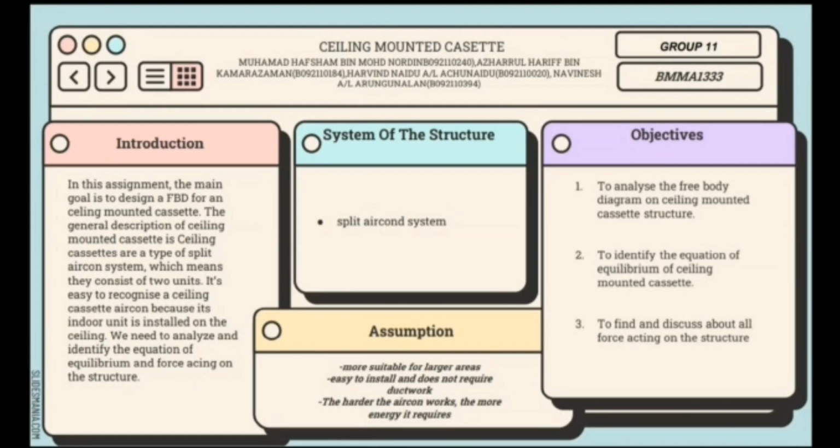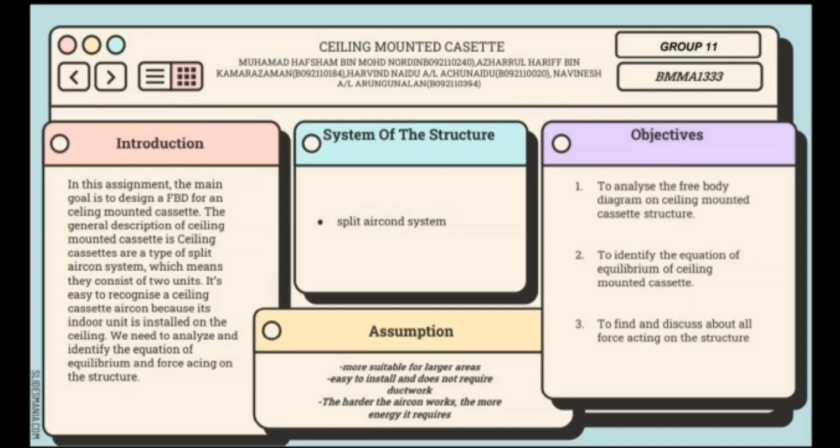Now I'm going to talk about the system of the structure and assumptions of the ceiling mounted cassette system. The system of the structure is called a split aircon system. The reason we call it a split aircon system is because we have four directions of airflow. Basically, this ceiling mounted cassette is way cooler than a normal air conditioner.